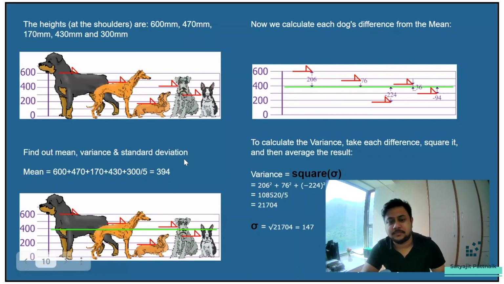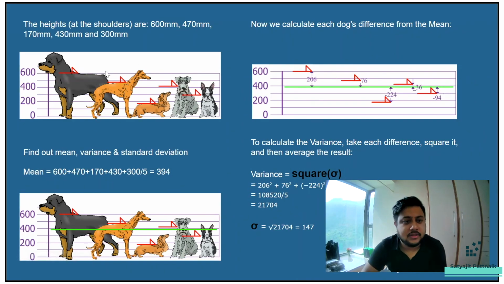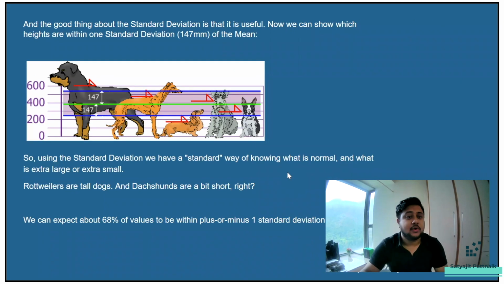Now going back to the example, the first step is to calculate the mean. We calculated the mean, and then each dog's difference, which is x minus mu, and then we added up the squared values to get 1704, and the standard deviation is this. Now what does that mean? The good thing about the standard deviation is that it is useful, because we use it on a daily basis in daily problems. Standard deviation is a very important concept.